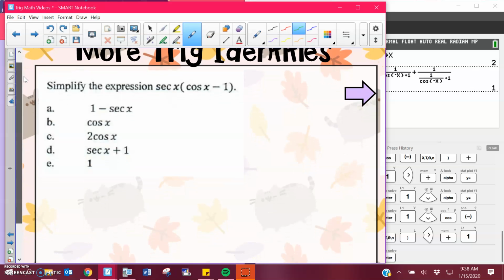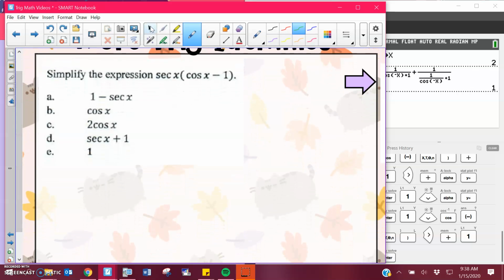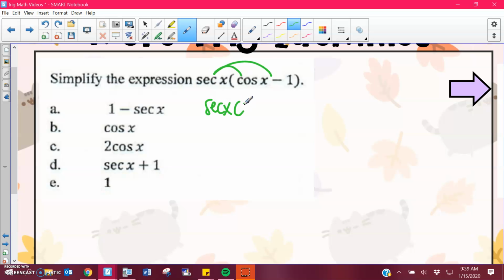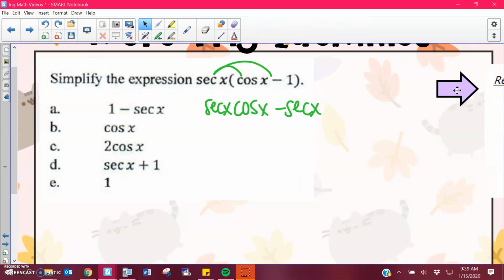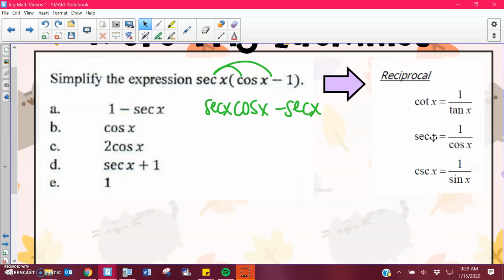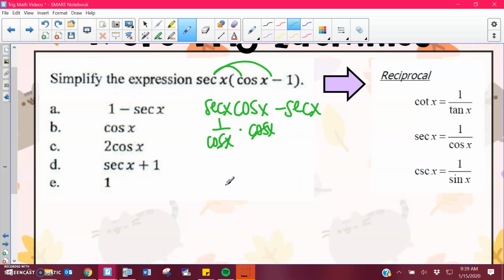Okay, this one, again, is straight up knowing your identities. So you can plug it in your calculator. No shame plugging it into your calculator. But if you take this and you distribute, I get secant x cosine x minus secant x. And we use the same identity as in the last one, reciprocals. Secant is just 1 over cosine. So really, I have 1 over cosine times cosine, which, surprise, everything cancels, and I'm just left with 1. So this is 1 minus secant x, and here you go.